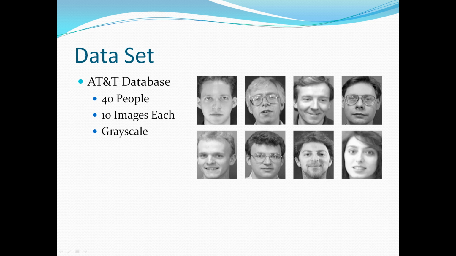The dataset used for this experiment is the AT&T database. This database is comprised of 40 individuals with 10 facial expressions each. The images are all in grayscale and have a resolution of 112 by 92 pixels, which is 10,304 data points per image. I felt that this database was a good starting representation of a set of people with different characteristics.